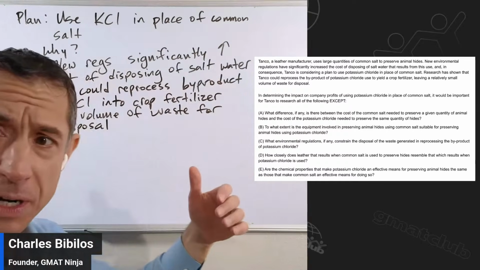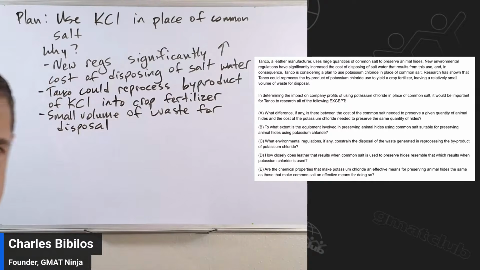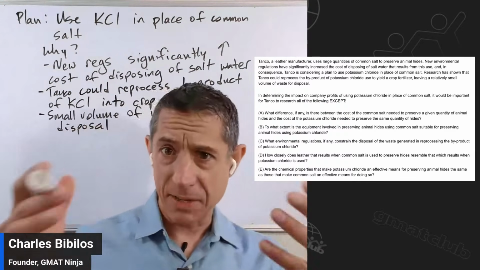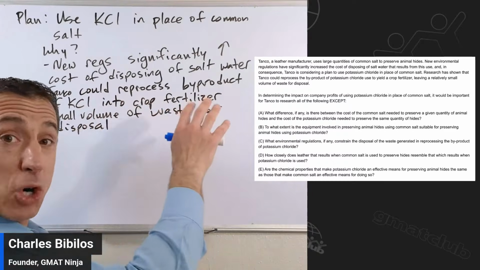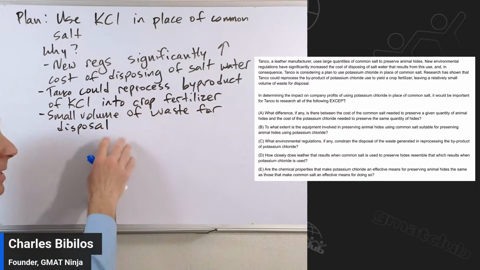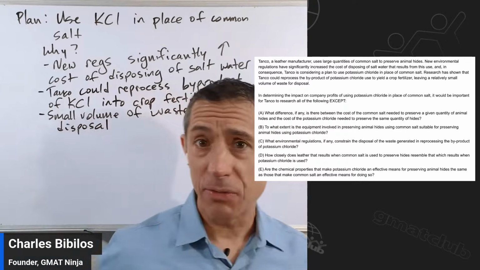Well, why is it that they want to do that plan? Well, there are new regulations and they significantly increase the cost of disposing of salt water, and a lot of that apparently is given off by their current process. So Tanco could then reprocess the byproduct of potassium chloride into crop fertilizer, and there's only going to be a little bit of waste for disposal. Okay, plan sounds good. We see the rationale for it.